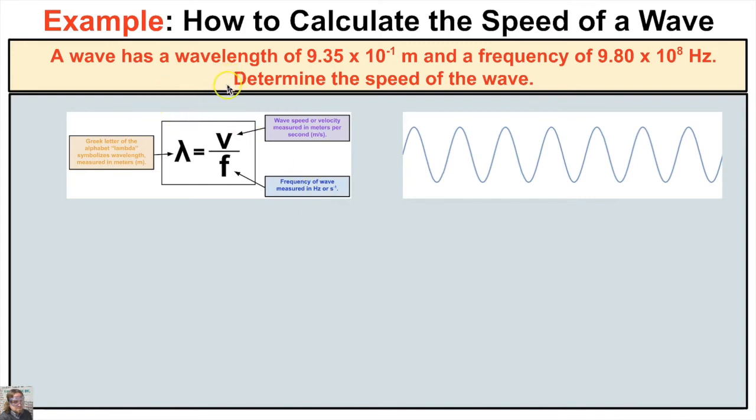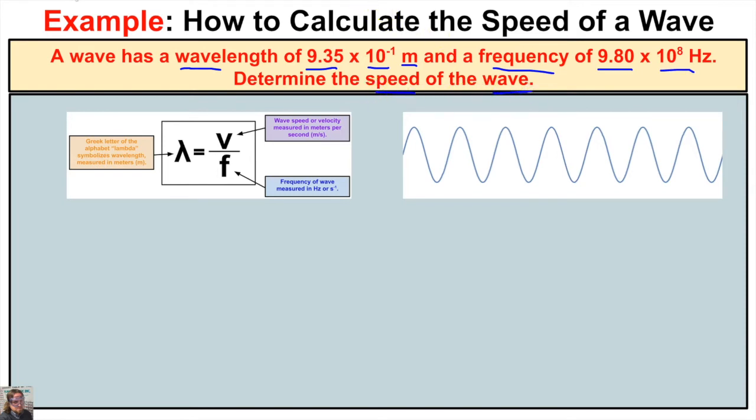In this video we are going to learn how to calculate the speed of a wave using our wavelength formula that we see right here. In this problem it says a wave has a wavelength of 9.35 times 10 to the negative first meters and a frequency of 9.80 times 10 to the 8th hertz. We have to determine the speed of this wave.